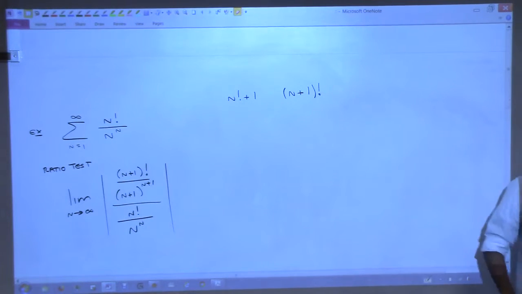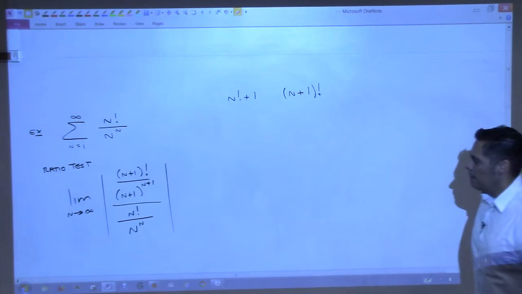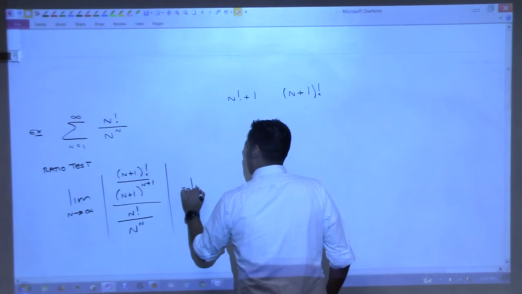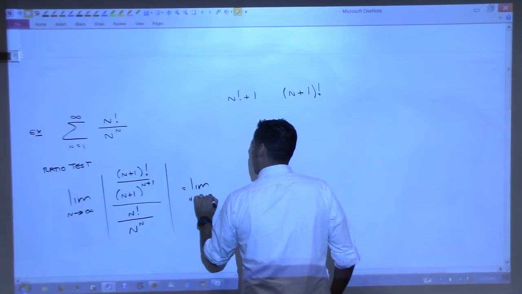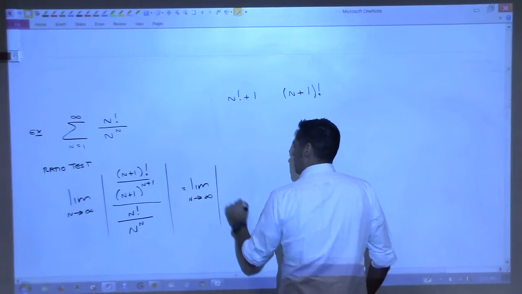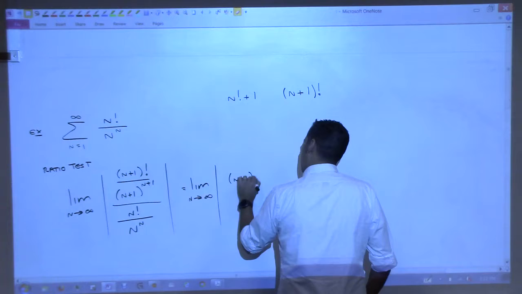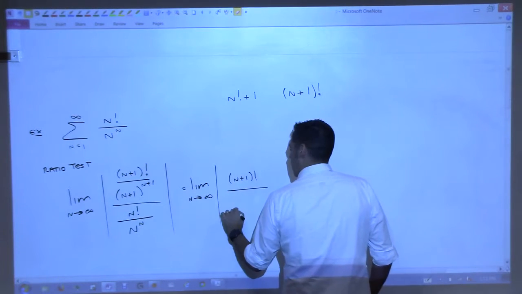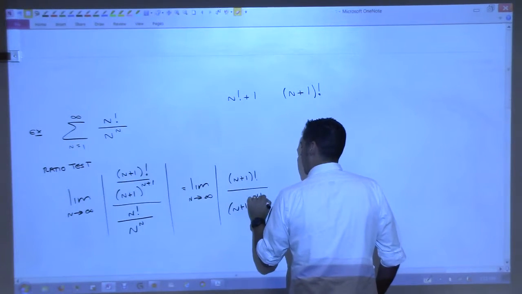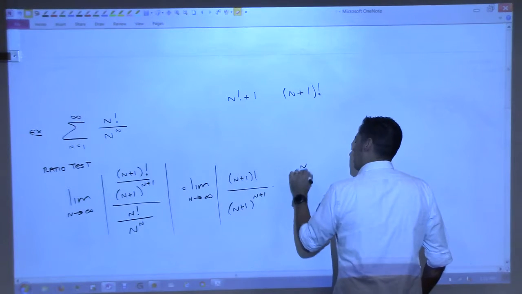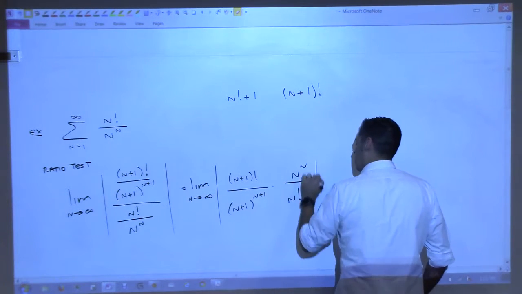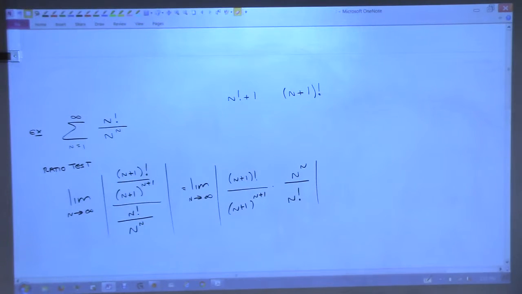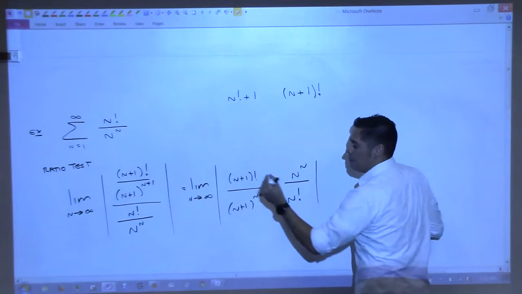And then I'm going to start doing some flipping here in a second, all right? Limit, n goes to infinity. And let's see, n plus 1 factorial over n plus 1 to the n plus 1 times n to the n over n factorial. Any suggestions on what we should do here? Yeah, I think y'all are both saying the same thing.